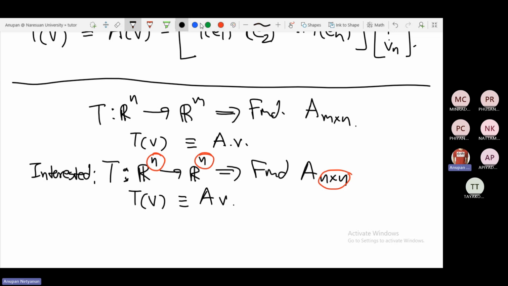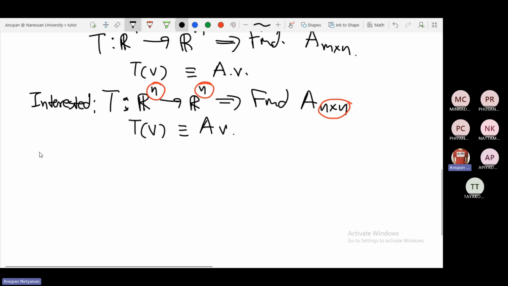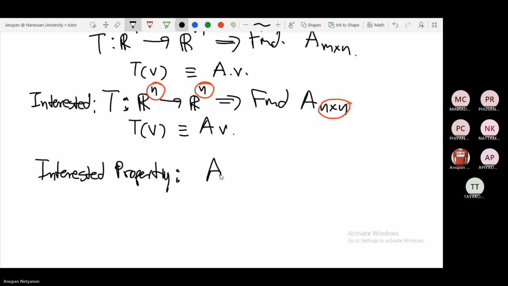Then we are interested in this property, which is we will look at a matrix A applied to some vector. Let me call it X instead of V. And what you get is a scalar lambda multiplied to the vector X.